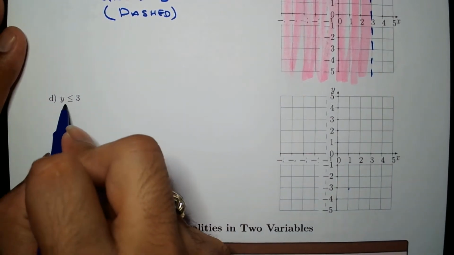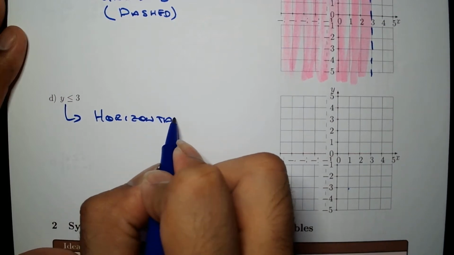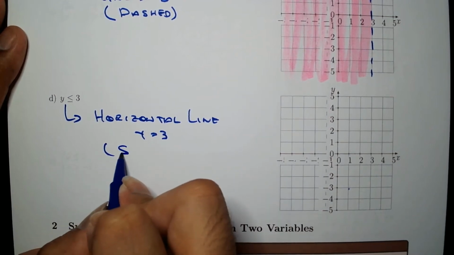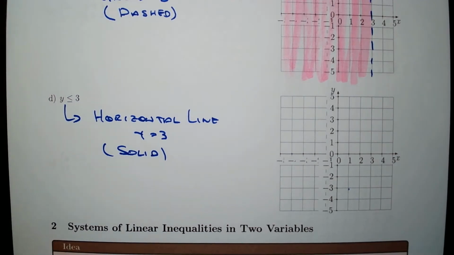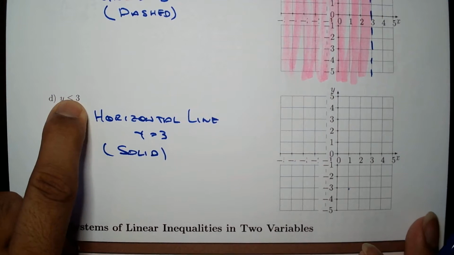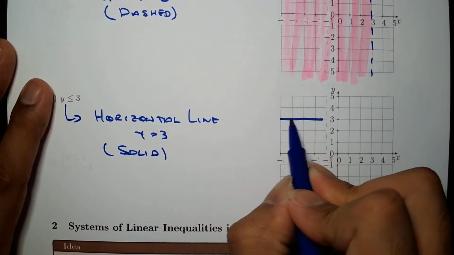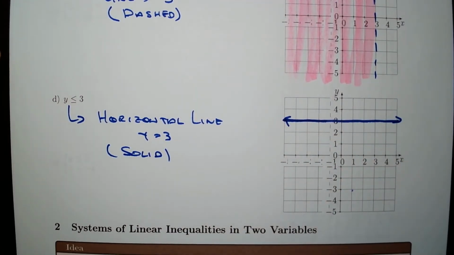y less than or equal to 3. In this case, what do we have? A horizontal line at y equals 3. And in this case, it's solid because it has the equal part. If it didn't have the equal, it would be like the previous one, it would be dashed. But in this case, it's solid at y equals 3.